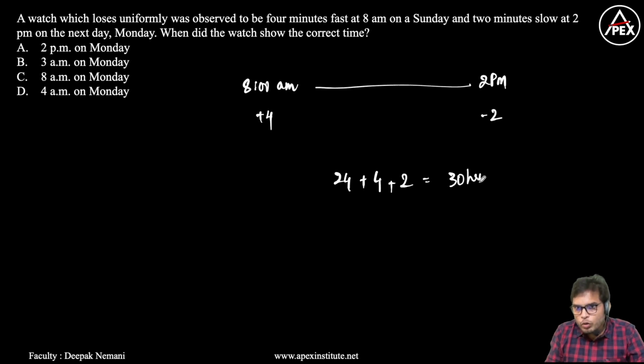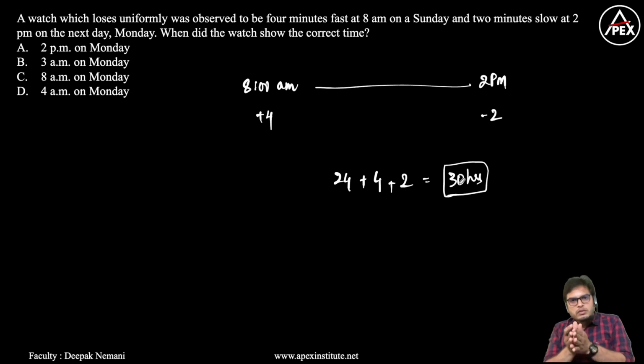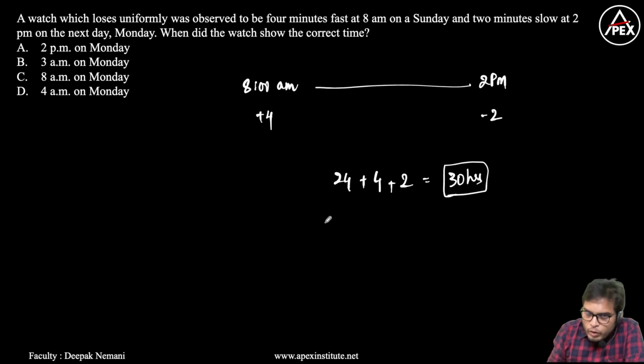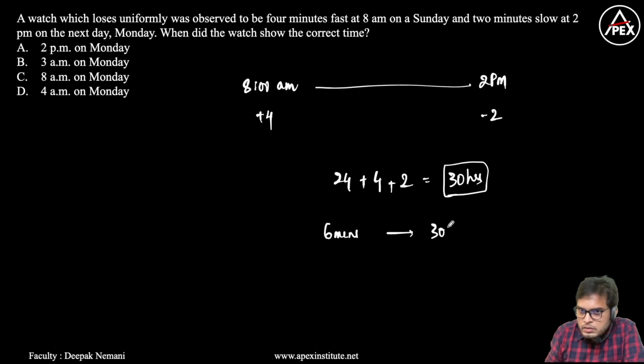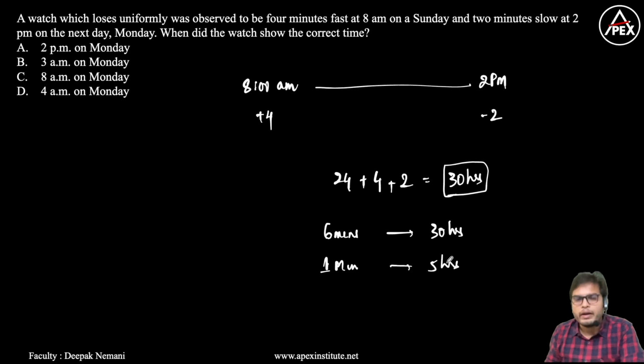Right? So in a total of 30 hours, this clock slowed down by 6 minutes. From plus 4, it has now come to minus 2. Alright, so it was slowed down by 6 minutes. Now, if it is slowing down by 6 minutes in 30 hours, now its rate of slowing down would be 1 minute in 5 hours. Okay, it would have slowed down by 1 minute in 5 hours.